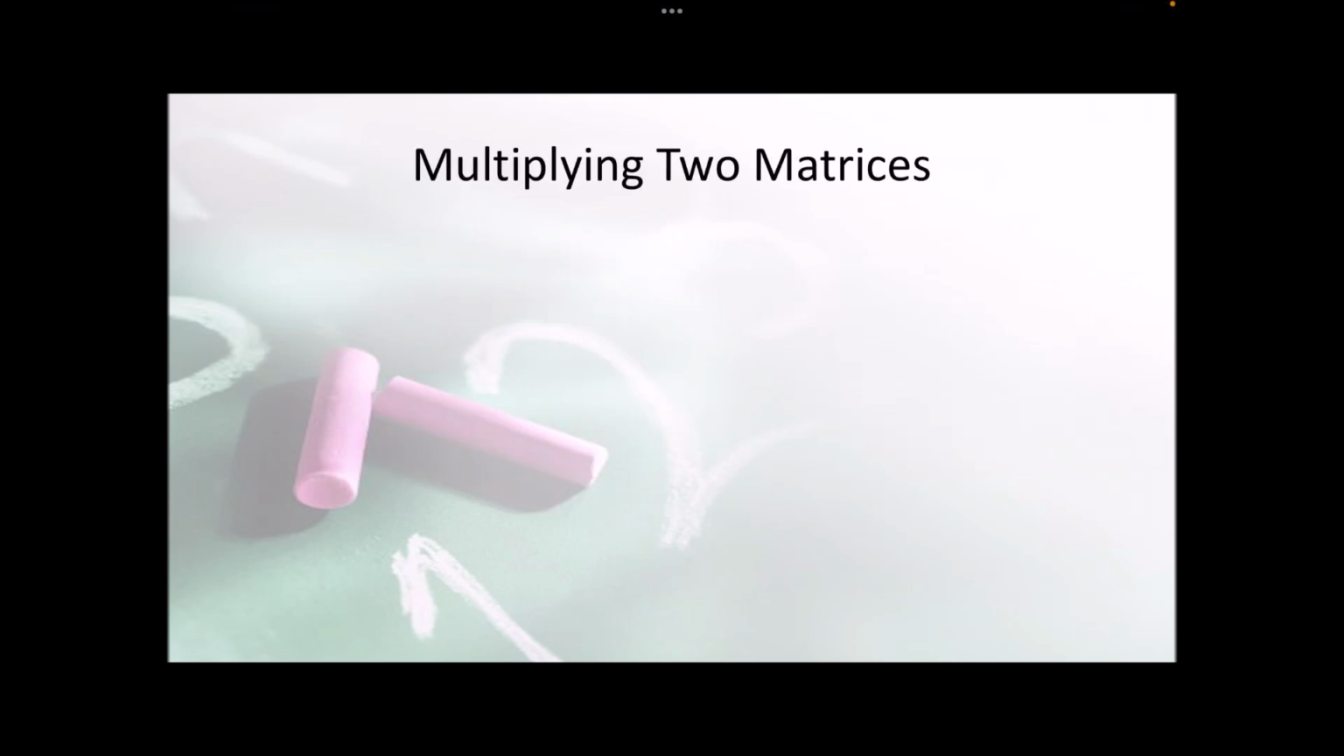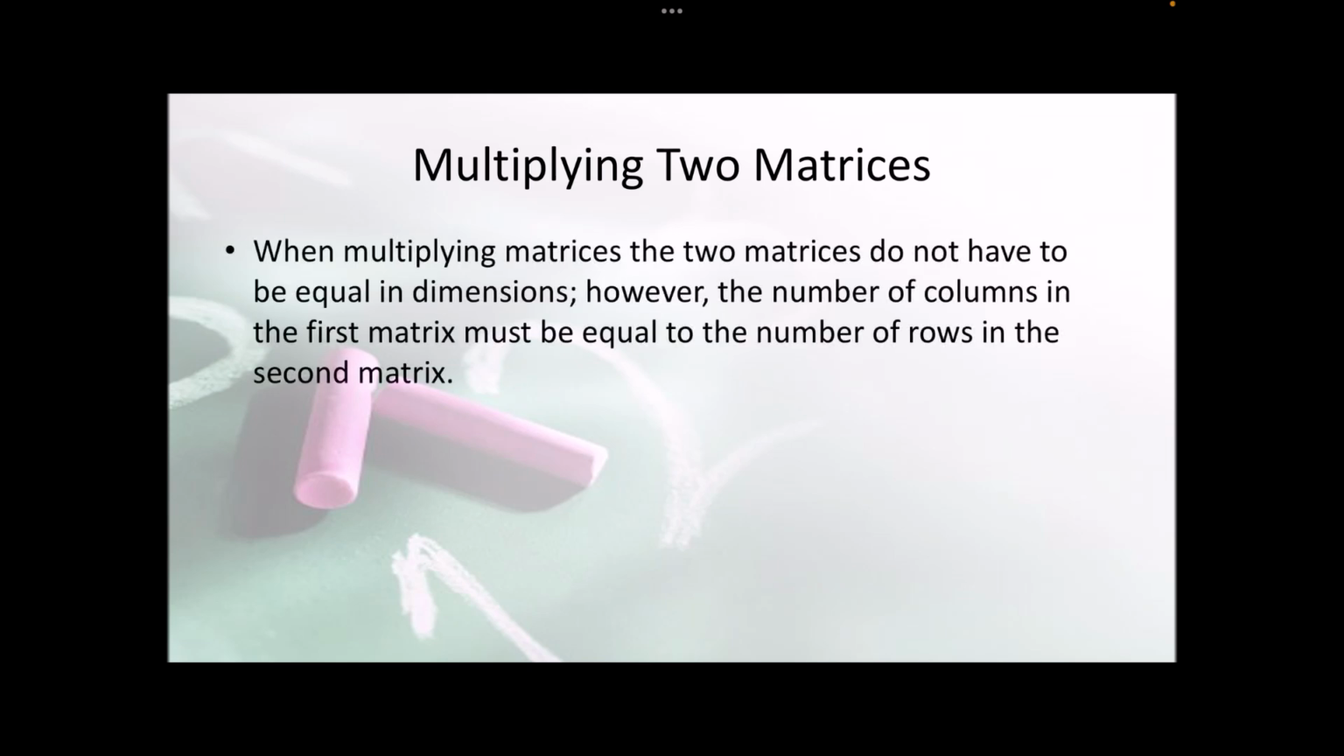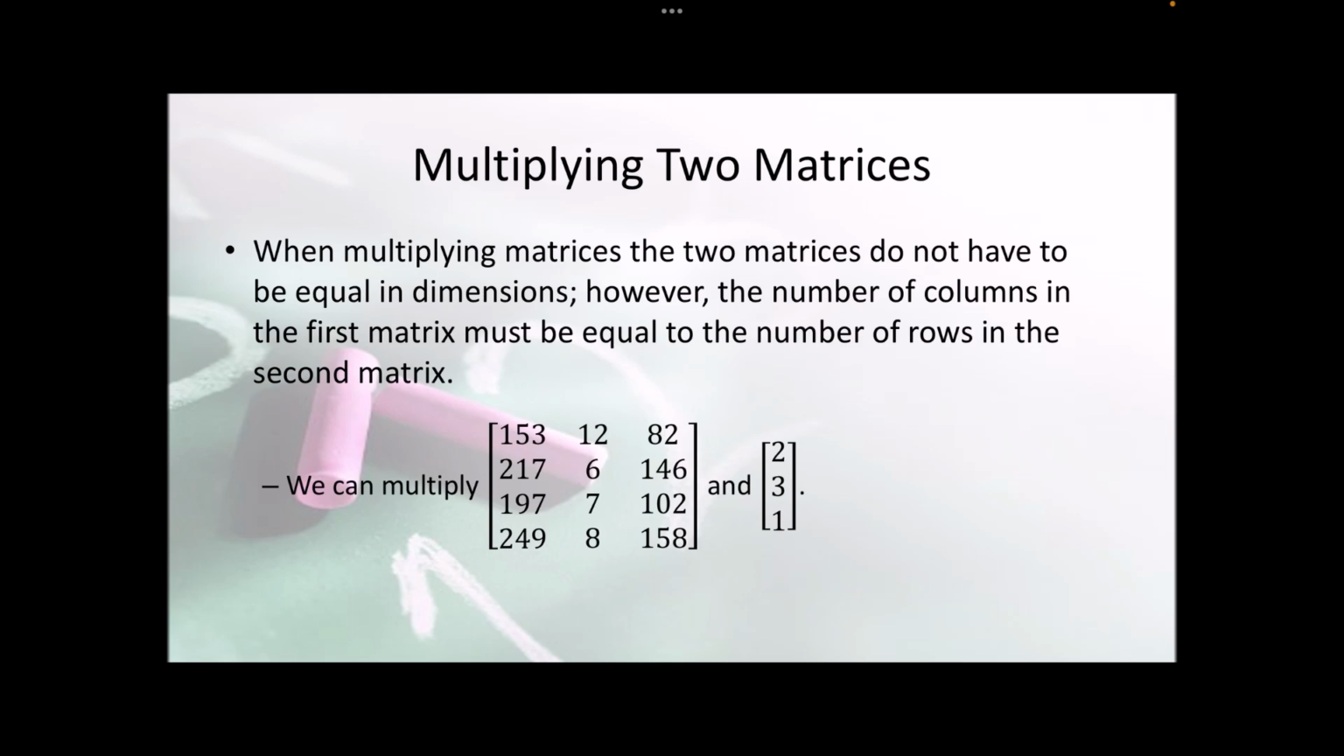Now that brings us to multiplying two matrices together. This gets much more complicated than what we've done in the past. When you multiply two matrices, they do not have to have the same dimensions like we saw with addition and subtraction. However, the number of columns in the first matrix has to be the same as the number of rows in the second matrix. As an example here, my first matrix, if we call it matrix A, has 4 rows and 3 columns. It's a 4 by 3. The second matrix, matrix B, has 3 rows and 1 column. So it's a 3 by 1.